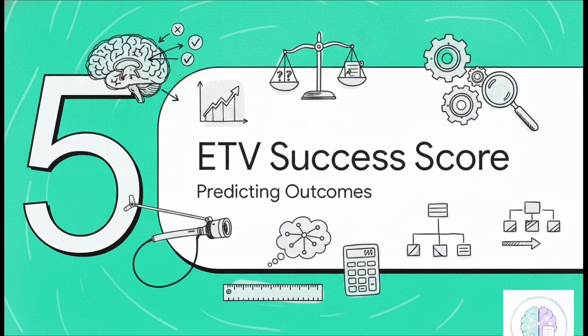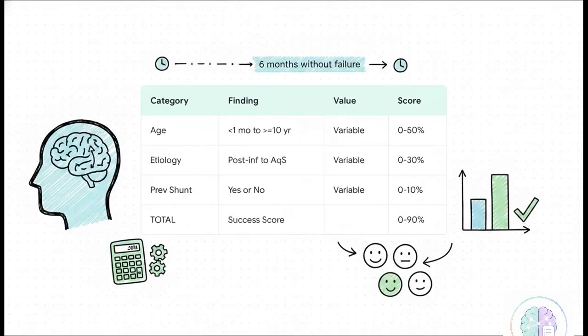This brings us to Section 5, the ETV success score. How exactly do we predict these outcomes? Surgeons don't just guess at these odds, they use a validated mathematical tool called the ETV success score. It calculates exact probabilities based on 3 main clinical categories. Let's break down the math real quick.